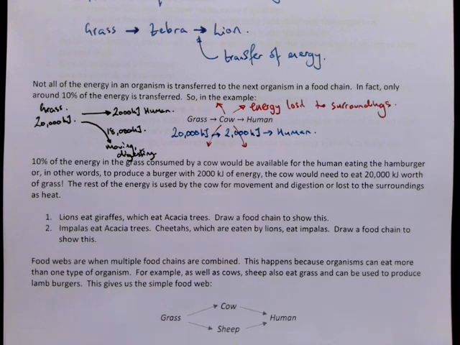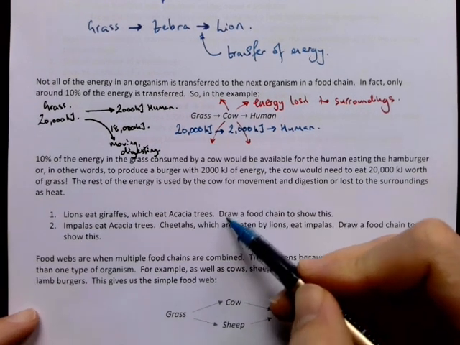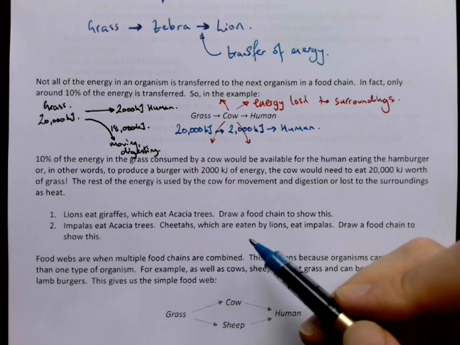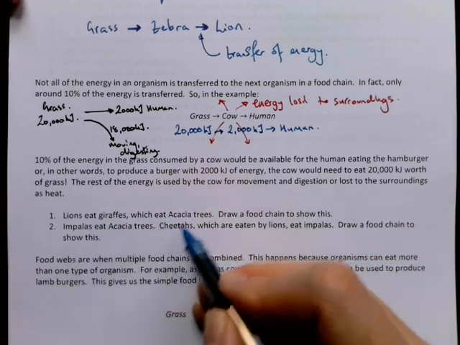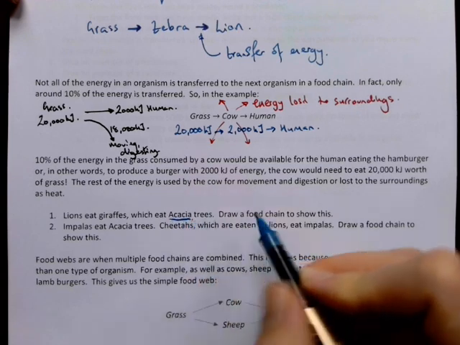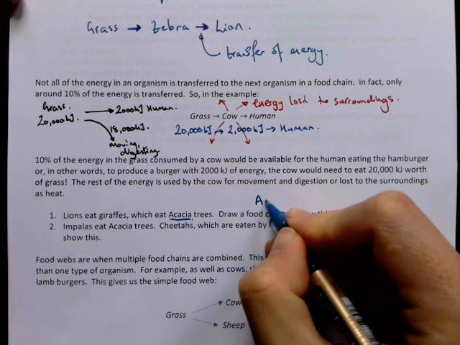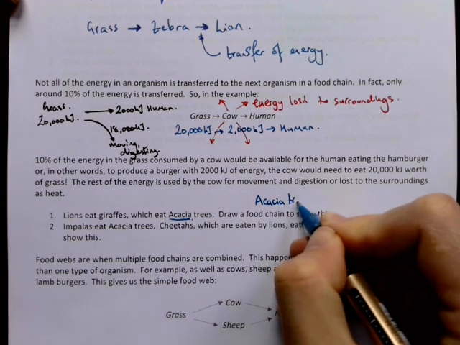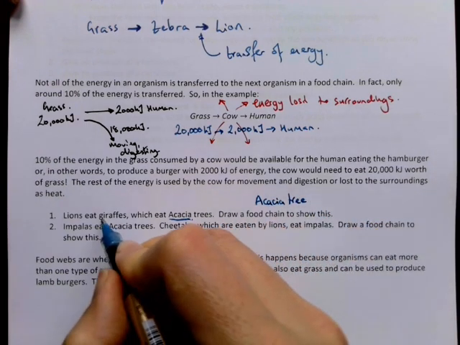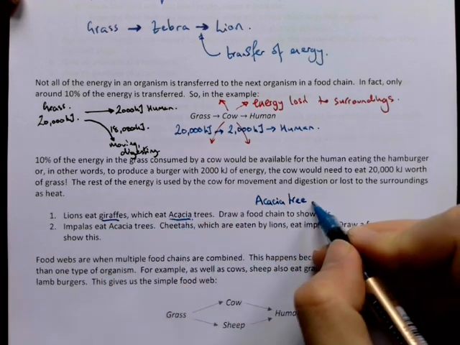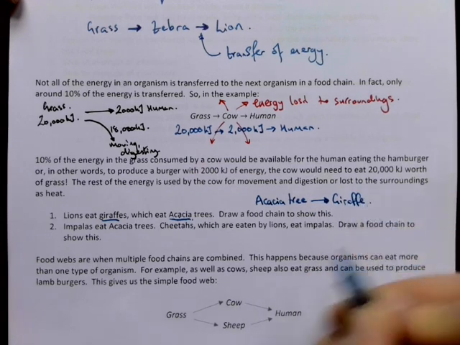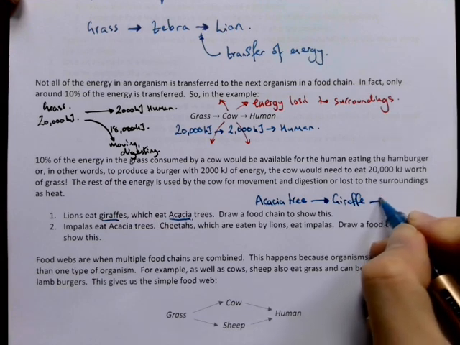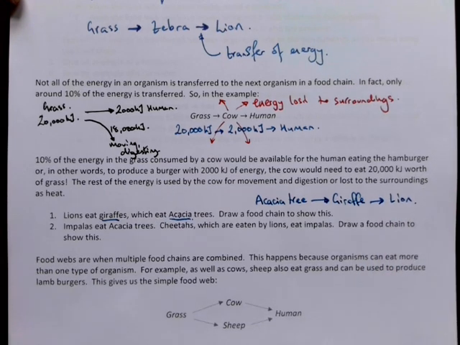Okay, so you should have drawn out 2 food chains. If you haven't drawn those 2 food chains out, you need to pause it and have a go at it. Otherwise this is what they should look like. So lions eat giraffes, which eat acacia trees. My acacia tree, that's my producer. So it should look like this. It will start with my acacia tree, and then the giraffes eat the acacia tree, so the energy goes into the giraffe. And the lion eats the giraffe. So it looks like that. If you got that, well done, give yourself a tick.